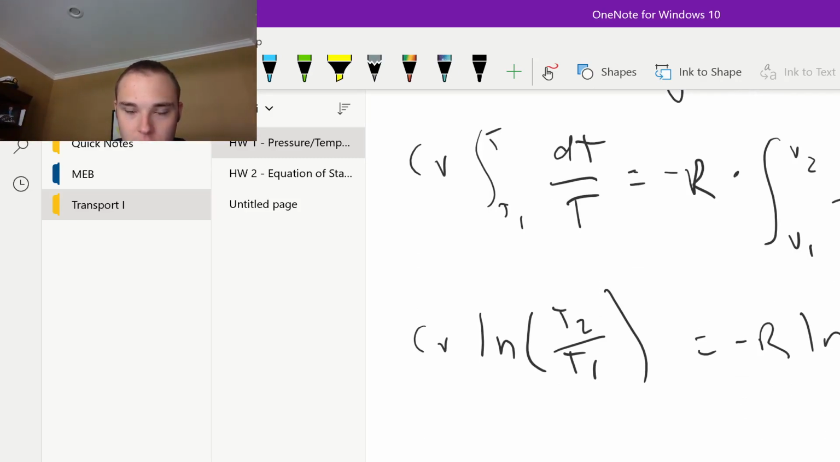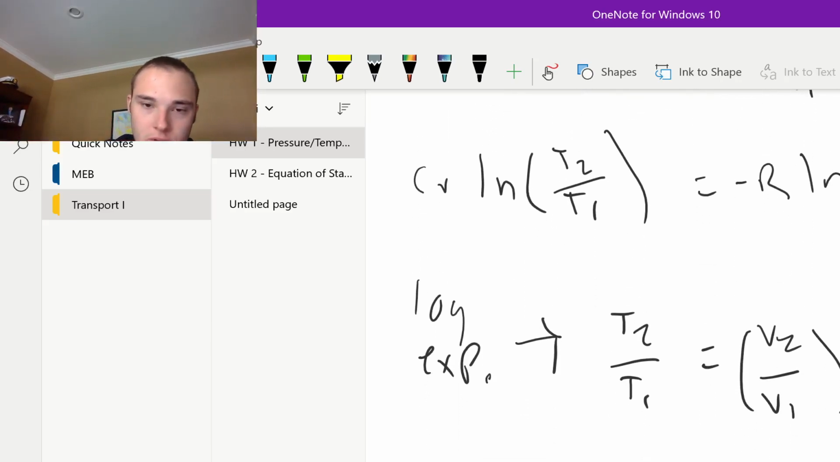So we can change this volume once we isolate this CV and negative R and get rid of the natural logs. We can change this volume back to the pressure. But first we're going to move the CV over and use the log exponent rule, where we can move these terms in front to the exponent in order to get rid of the natural logs. So we'll end up having T2 over T1 equals V2 over V1, and this will be to the negative R over CV, since we move the specific heat over to the other side.